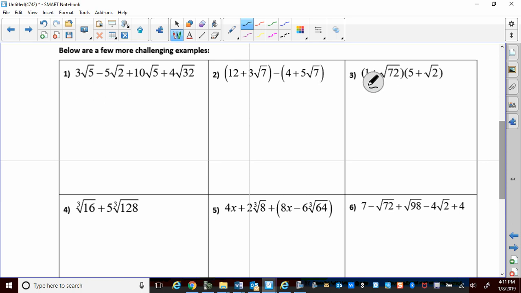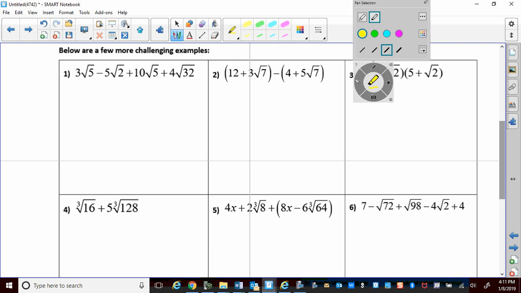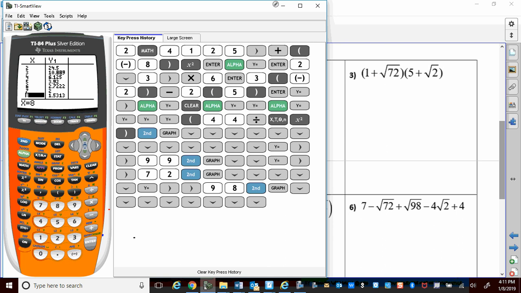Moving on, below are a few more challenging examples. Now, it looks like I don't have to simplify here. The numbers inside are primes that can't break down any further. But I need to take care of this 32. So I'm going to go to my calculator, type in 32 over x squared, right?